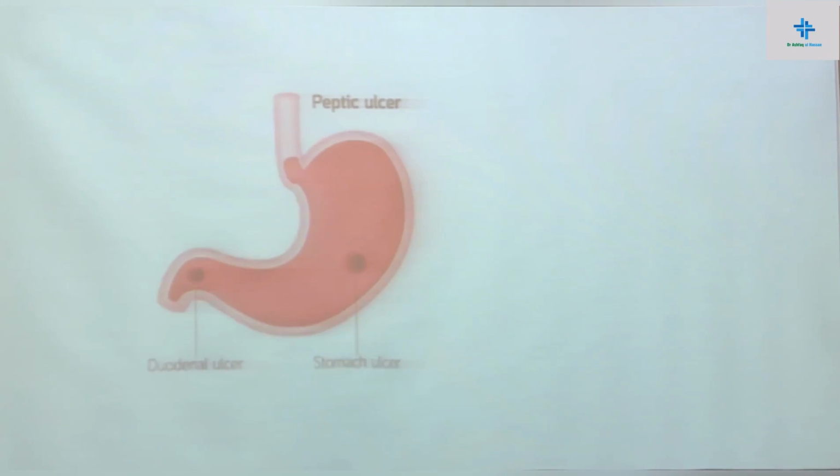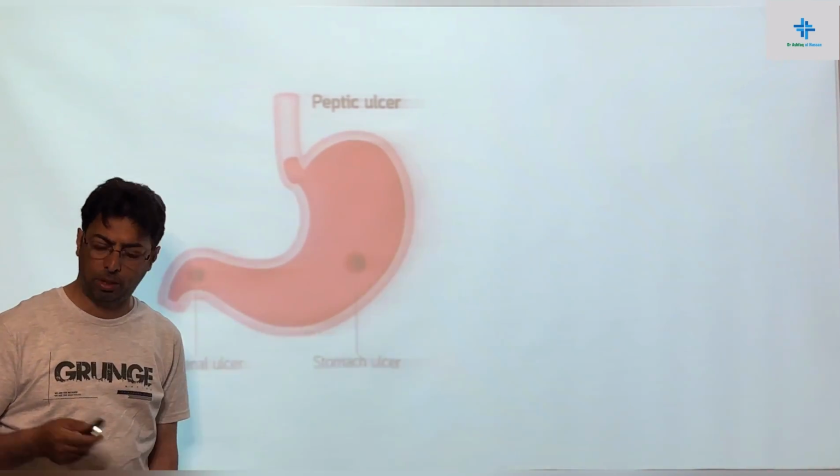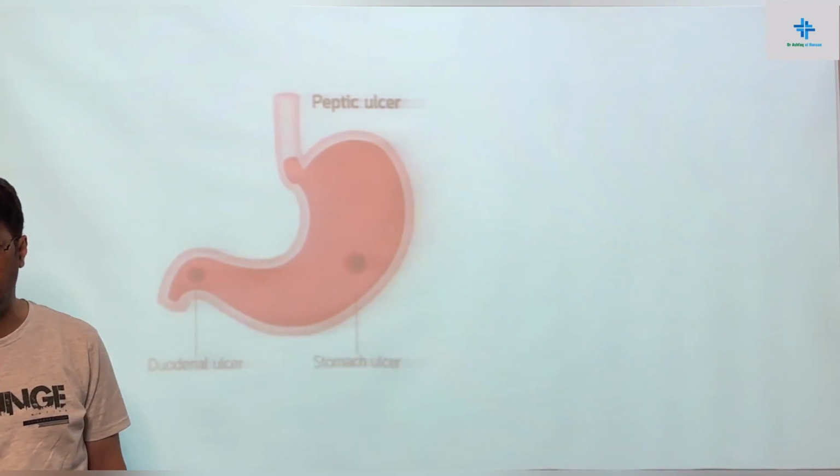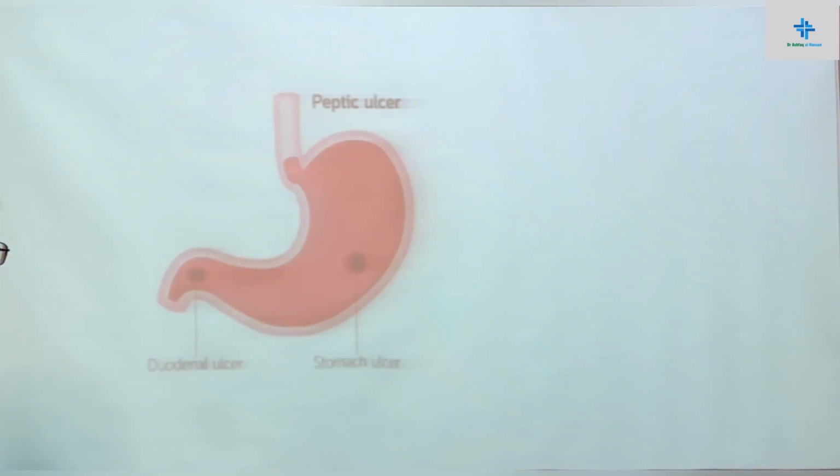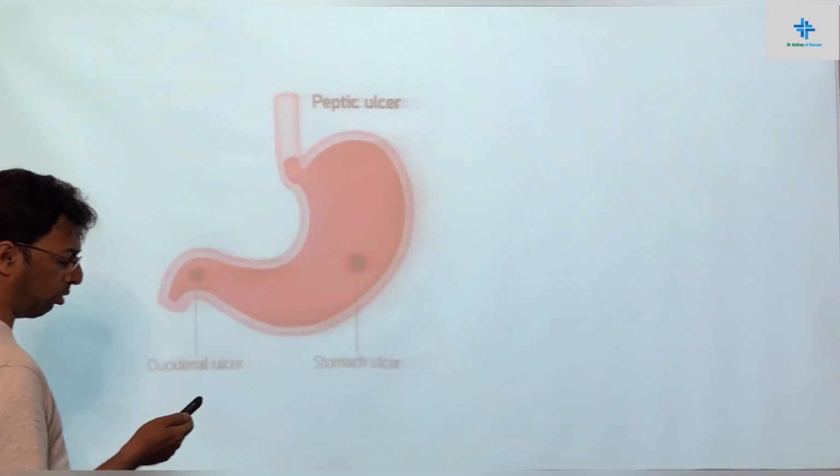Now, the stomach is important in addition to the duodenum because sometimes we can have chronic ulcerations in the area of the stomach. Peptic ulcers are common within the stomach, and peptic ulcers are common within the duodenum. So you have a stomach ulcer over here, and you have a duodenal ulcer over here. So this is important.